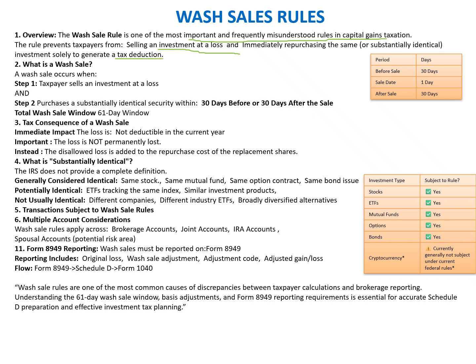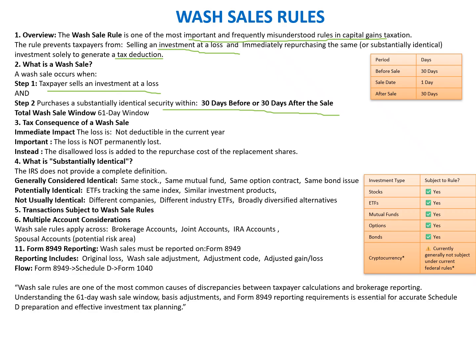So typically it's a period of 30 days. The period before the sale is 30 days, the sale date is 1 day, and after the sale is 30 days. So what does this mean? What is a wash sale? A wash sale occurs when a taxpayer sells an investment at a loss and purchases a substantially identical security within 30 days before or 30 days after the sale.